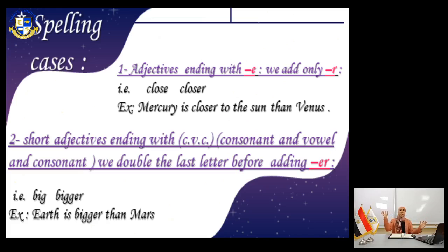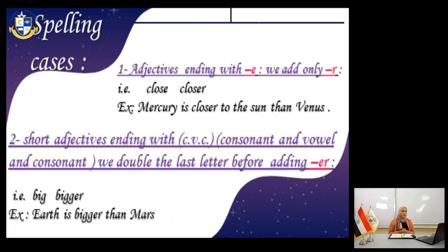I'm comparing now between Mercury and Venus. I have two nouns. I want to compare between them in one sentence. So I'm going to use the comparative adjective of the adjective close. So I'm adding R, closer to the sun than Venus.